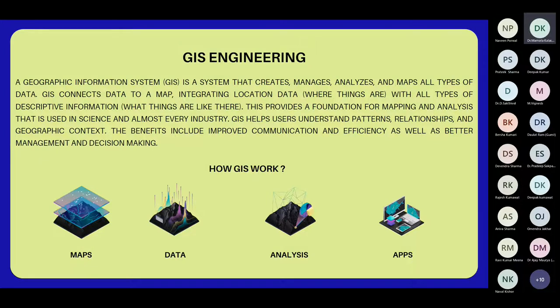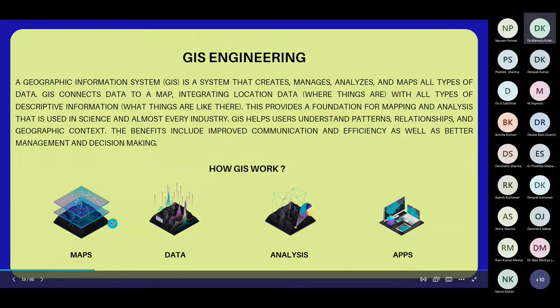Let us consider how the GIS works. Suppose the data is given, so it is considered with respect to maps, so it is converted to maps. Then we need to analyze the data and we need to prepare the app. So what is the purpose of using maps, data, analysis and apps? We'll consider that next.